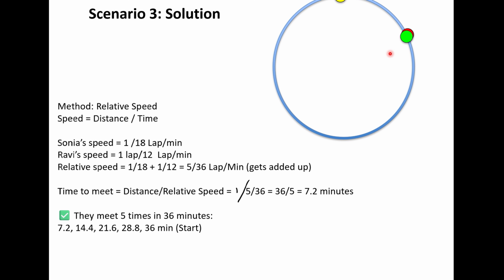That means after 7.2 minutes, Sonia and Ravi will meet one another. They will meet like this 5 times along the track. The 5th time, they will come to the starting point, which we found using the least common multiple. So the least common multiple is applicable when we are comparing with respect to the starting point. But when we want to find the times where they will cross one another at individual sections of the track, we need to use the relative speed.